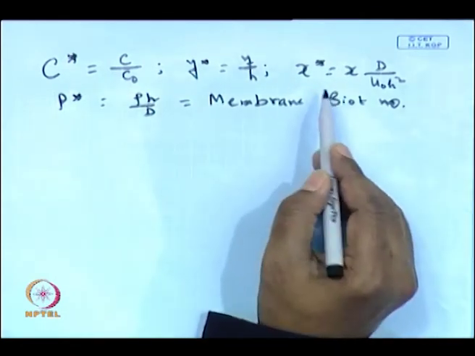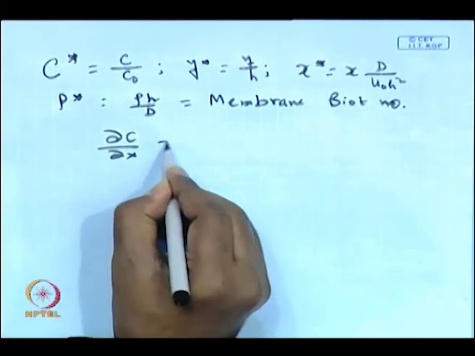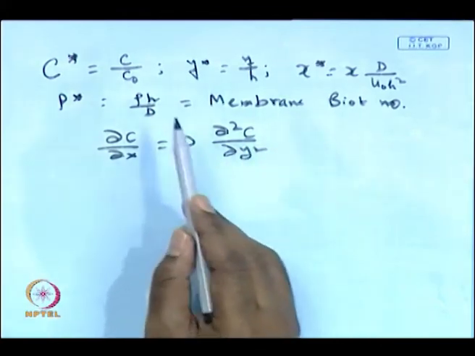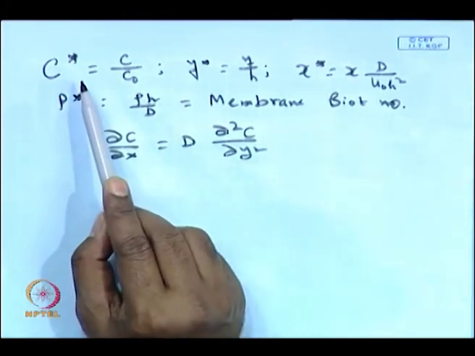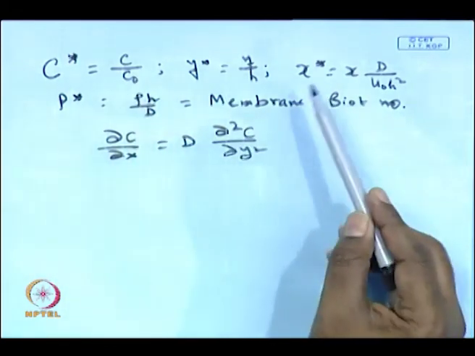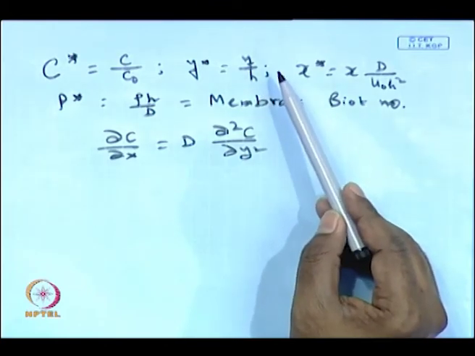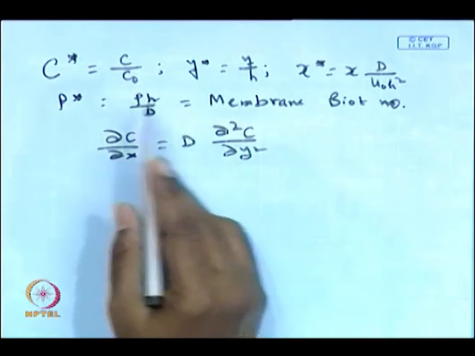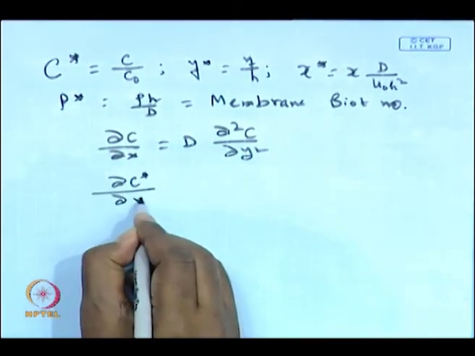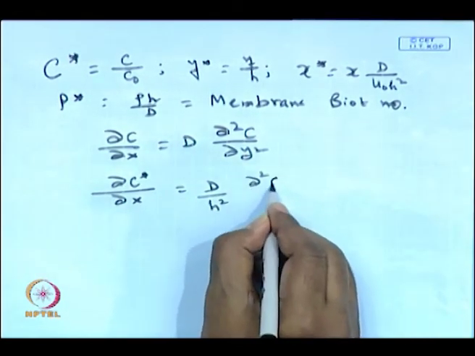Okay. How do you obtain this X star? If you remember, the governing equation was U del C del X is equal to D del square C del Y square. The definitions of C star and Y star are quite obvious, because you know the concentration C naught at the entry point, and the height of the channel is known, so the dimension in the y direction is known. Therefore, you can put in these non-dimensional variables. So this becomes del C star del X is equal to D divided by H square del square C star del Y star square.